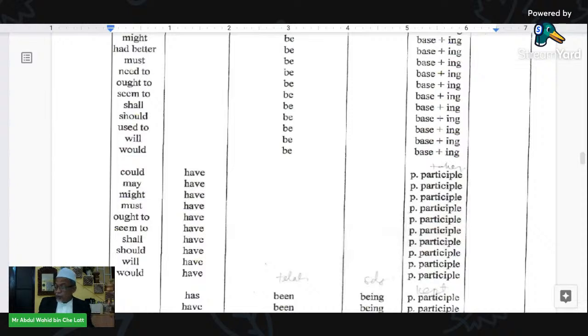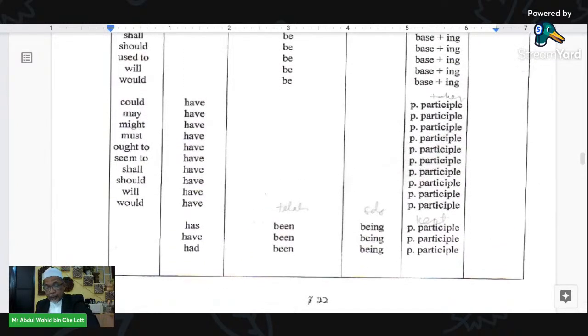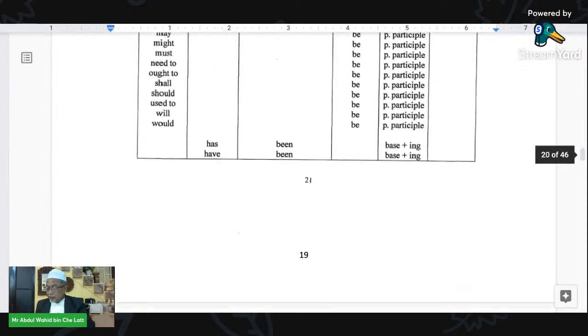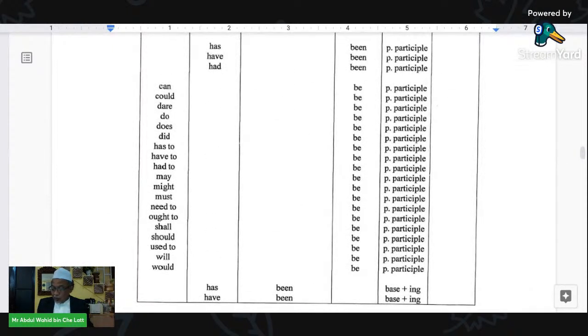Turn to page 21. Put your ruler under the word will, 4th line from the bottom here. Will, and you will have will in column 5, be in column 2, and participle in column 1. So therefore, the verb phrase will be announced. Okay? And the whole sentence will read, the SPM examination results for the year 2011 will be announced in March.